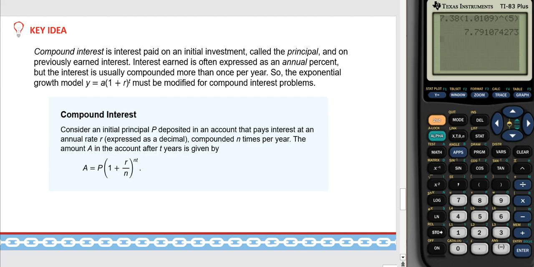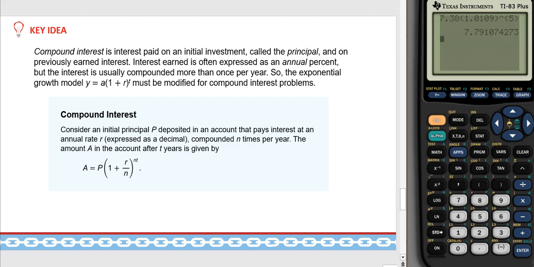So one important thing that these exponential functions can be used for is calculating compound interest, right? So compound interest is interest paid on an initial investment called the principal, and on previously earned interest. Interest earned is often expressed as an annual percent, but the interest is usually compounded more often than once per year. So the exponential growth model of y equals that initial a times 1 plus r to the t must be modified a bit for compound interest problems, right?